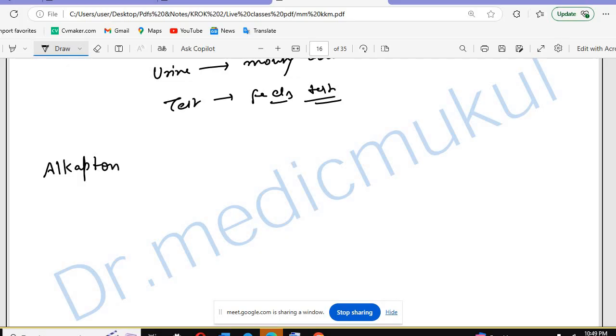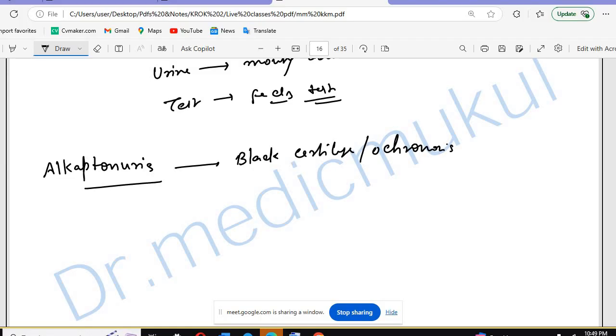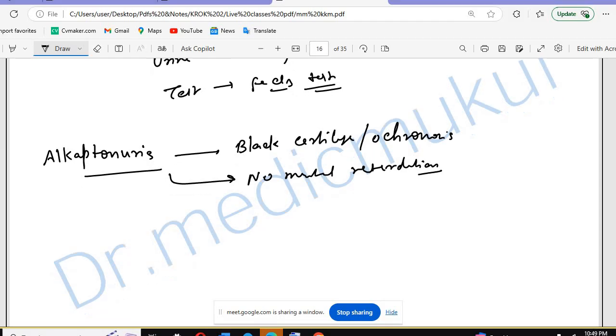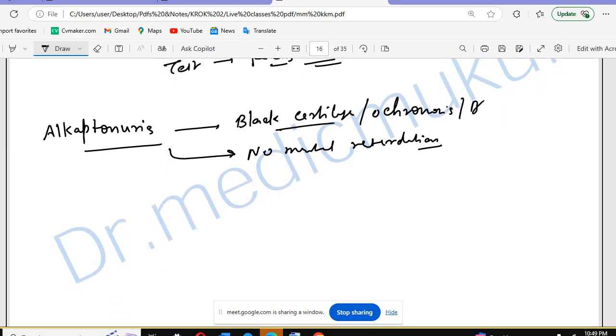The next one is alkaptonuria. In alkaptonuria you see black cartilage, which we call ochronosis. Other than that, there is no mental retardation. Everything will be the black cartilage, ochronosis, and black pigments. All these things are seen in alkaptonuria.